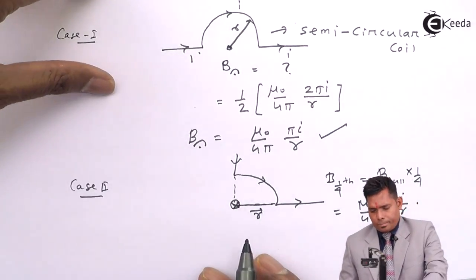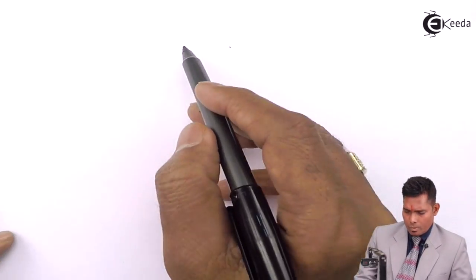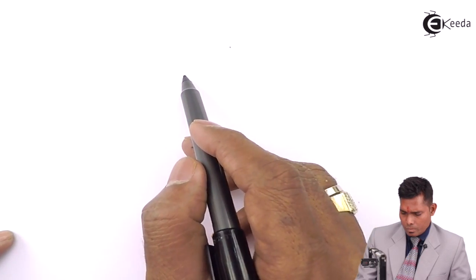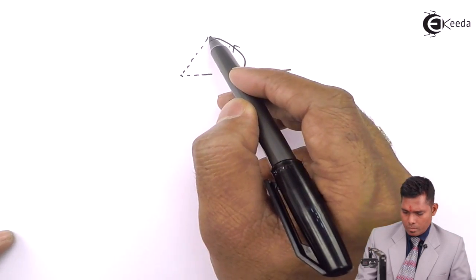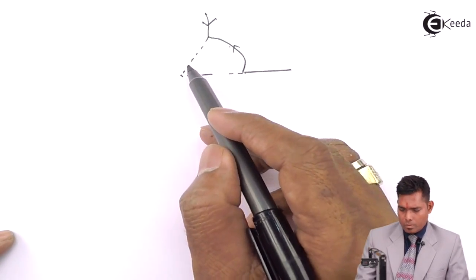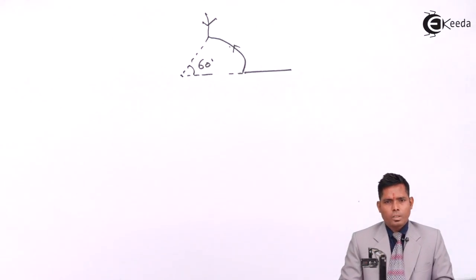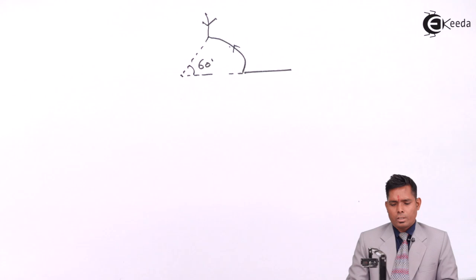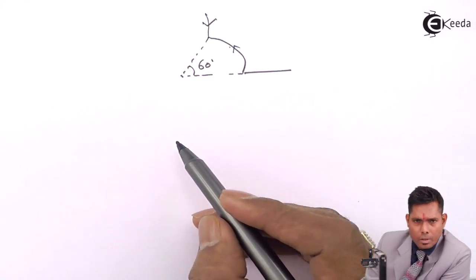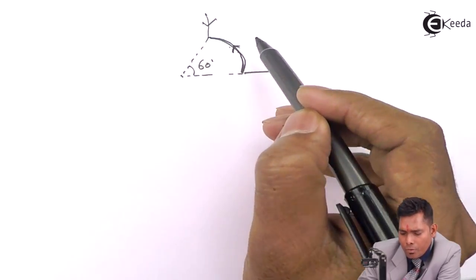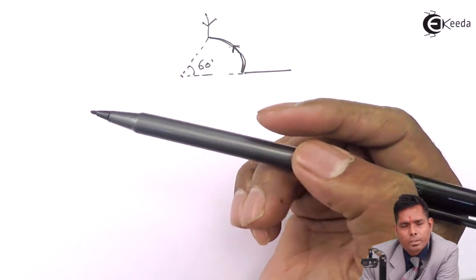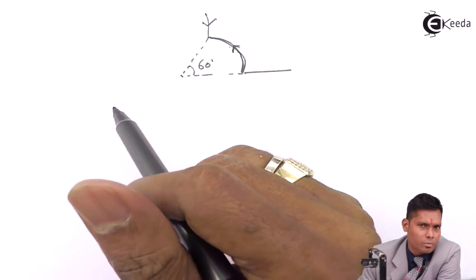If I say it is 60 degree, then what? If it is 60 degree, then what? So you can equally divide. So we have to derive a logic. See the logic, then we'll use that formula for any section, any fraction of the full coil, whether it is half, 1/4 or any part of the coil.